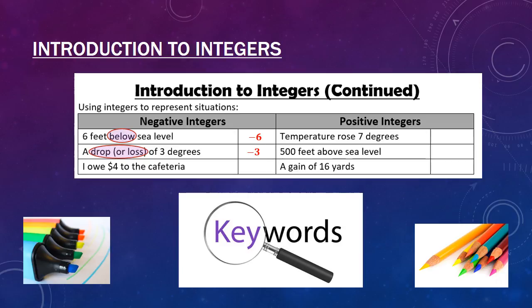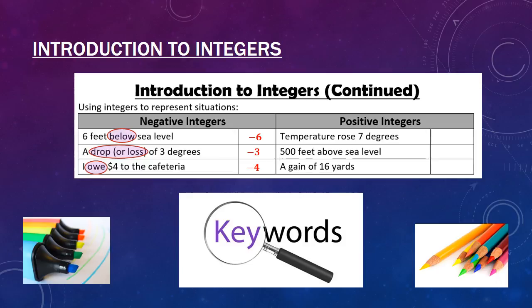I owe $4 to the cafeteria means I overspent my account, so now I owe them money. That's not a good thing. Owe is your key word. Please circle or highlight it. And so my integer there would be -4.